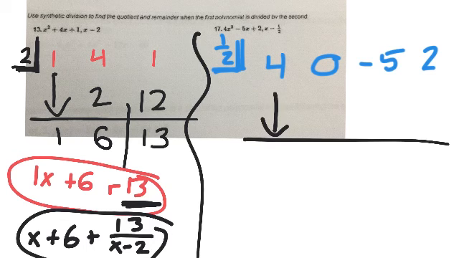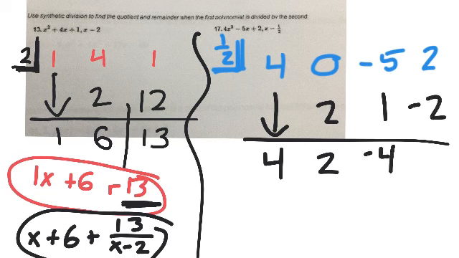And we're going to bring the leading term down. 4 times a half is 2. 0 and 2 is 2. 2 times a half is 1. Negative 5 and 1 is negative 4. Negative 4 times a half is negative 2. 2 and negative 2 is 0. So this time I have no remainder.